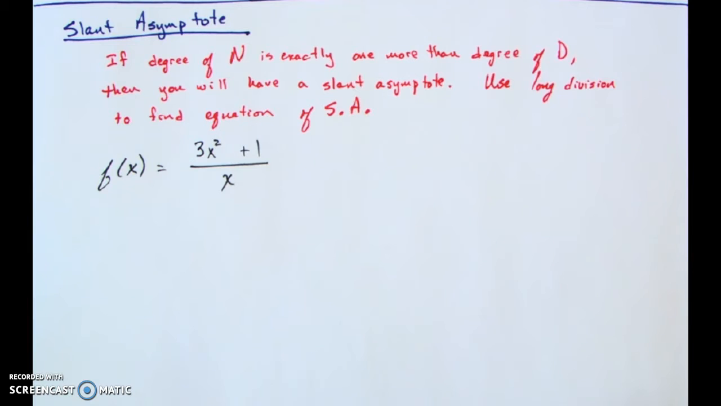We can see that the numerator has a degree of 2, denominator has a degree of 1. So we're still going to go through this the same way. We're going to find our vertical asymptotes, see if there's any horizontal, find any intercepts, try and sketch ourselves a graph, and do the long division to find the equation of our slant asymptote. So start going through some of those steps, and then I will show you how to do this.